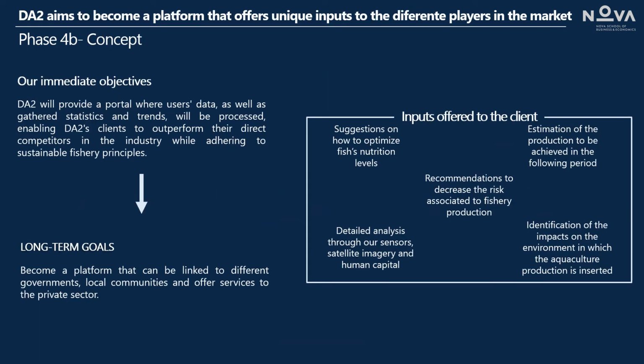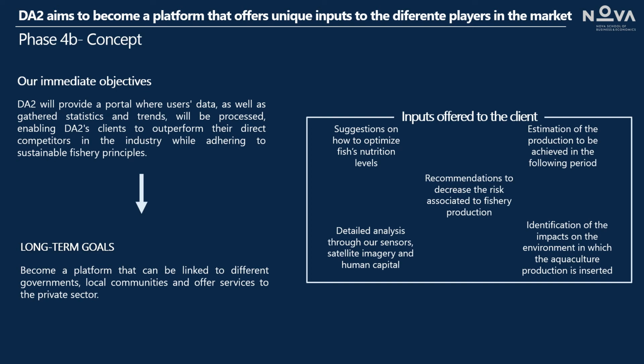So basically, DA2 aims to become a platform that offers unique inputs to differentiate players in the market. Our immediate objectives are the following. DA2 will provide a portal where users' data as well as gathered statistics and trends will be processed, enabling DA2's clients to outperform their direct competitors in the industry while adhering to sustainable fishery principles. And this will be followed by our long-term goals, which is to become a platform that can be linked to different governments, local communities, and offer services to the private sector.